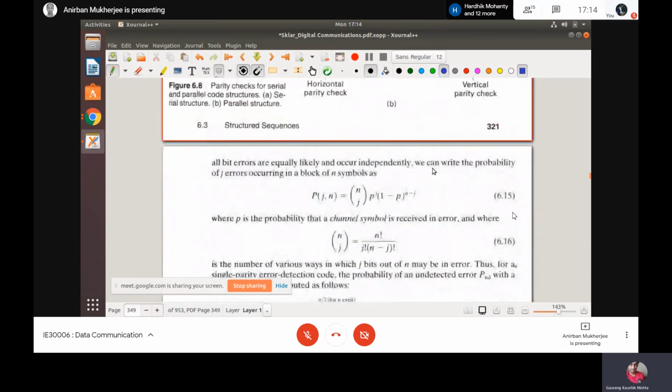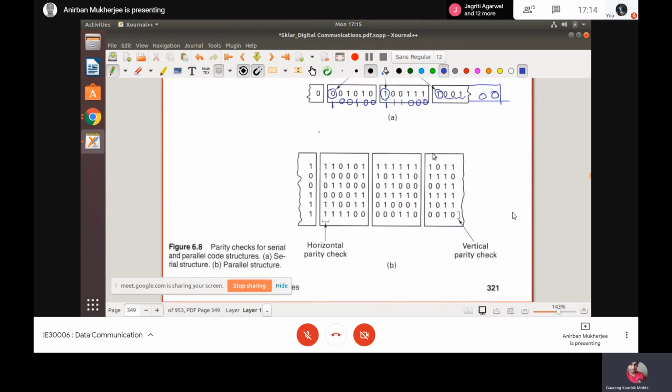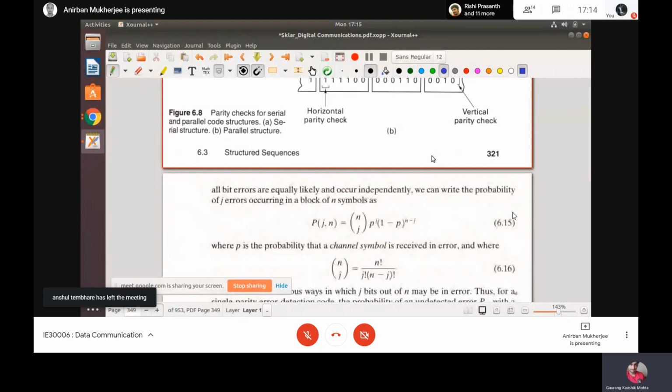Now we can calculate the undetected error. The probability of j errors occurring in a block of n symbols is nCj p^j (1-p)^(n-j), where p is the probability that a channel symbol, any particular channel symbol, is received in error. This is just a binomial distribution.